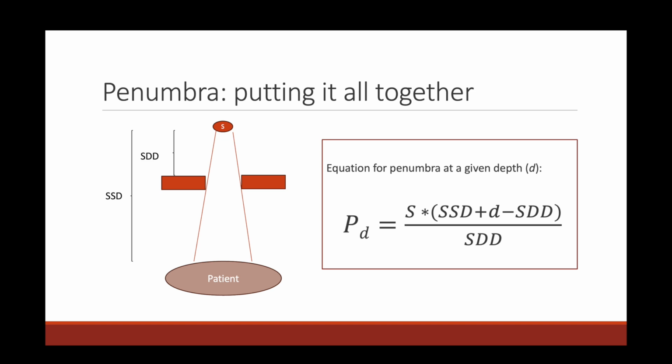That equation's a little bit hard to memorize, but all I remember is that SDD is the only factor here that's inversely related to the penumbra. So what things are inverse relationships? Subtraction and division. That means as the SDD grows, the penumbra is actually going to get smaller. SDD is subtracted in the numerator, and then it's divided in the denominator as well. So that's how I remember this equation. The geometric penumbra is SSD plus the depth minus SDD, all times the source size, divided by SDD.